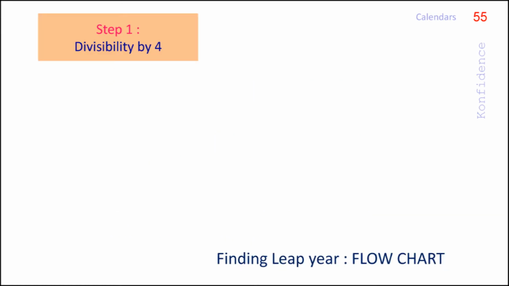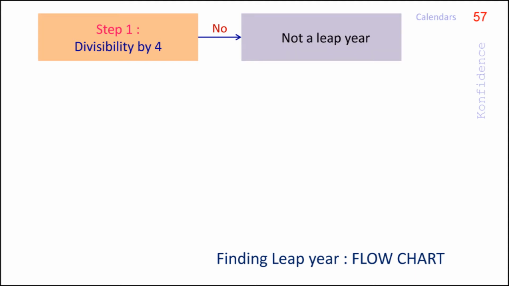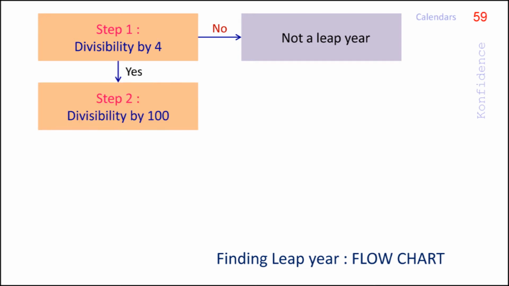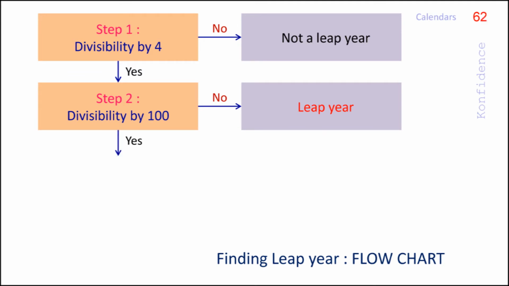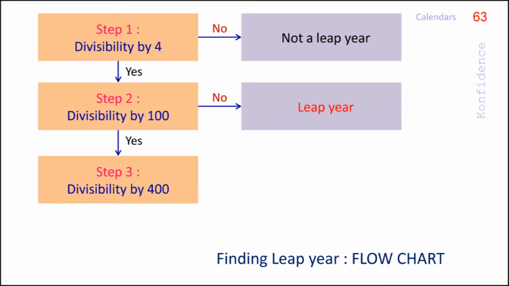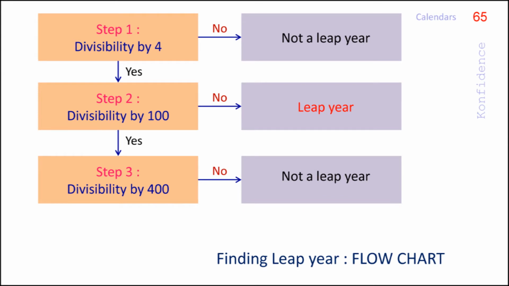Do all these step by step. First, do step 1. If the answer is no, you've reached a conclusion that the year is not a leap year. If it is a yes, then go to step 2. If the answer to that operation is a no, then you know the year is a leap year. If the answer is yes, then go to step 3. If the answer is a no, then the year is not a leap year. If the answer to this operation is a yes, it is a leap year.